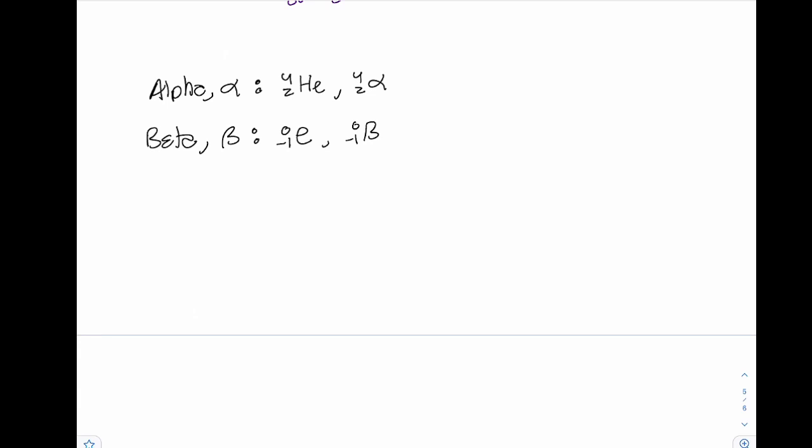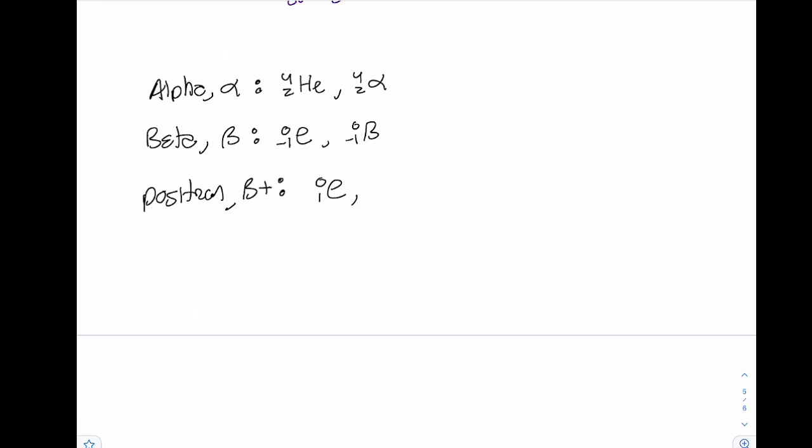We have positron, so beta with a positive sign. Our symbol for that is essentially our electron symbol again. The mass is the same, but then it's a positive charge instead. So even though I'm putting an E here, it's not an electron, it's a positron, right? The electron has a negative.